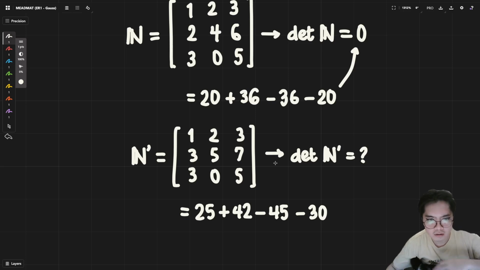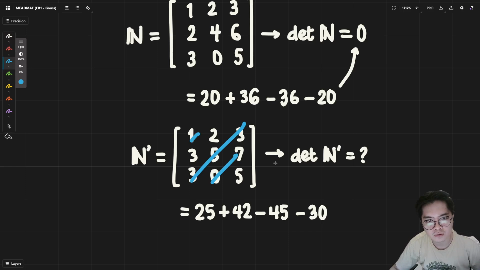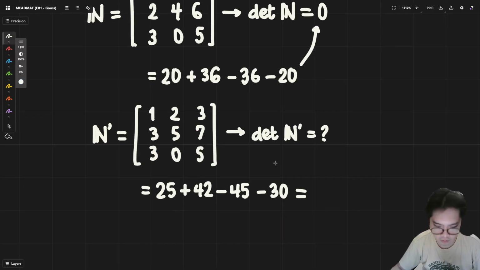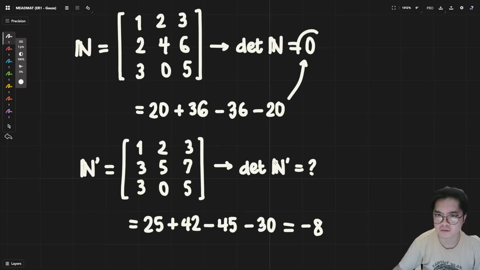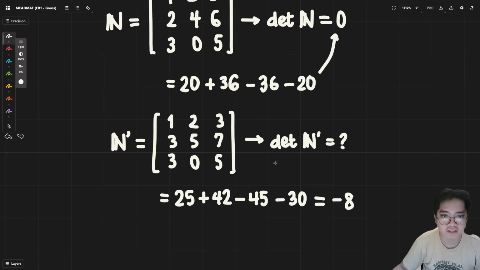Is that right? Hold on. 3 times 5 times 3, 0, 7, 0. And then 3 times 5. Yeah, okay. So now this is going to be equal to 25, 42, 67. This is going to be minus 75. This is negative 8. Okay, so what's the difference? Of course, this is not the same, but there may be a faster way going through all of this.